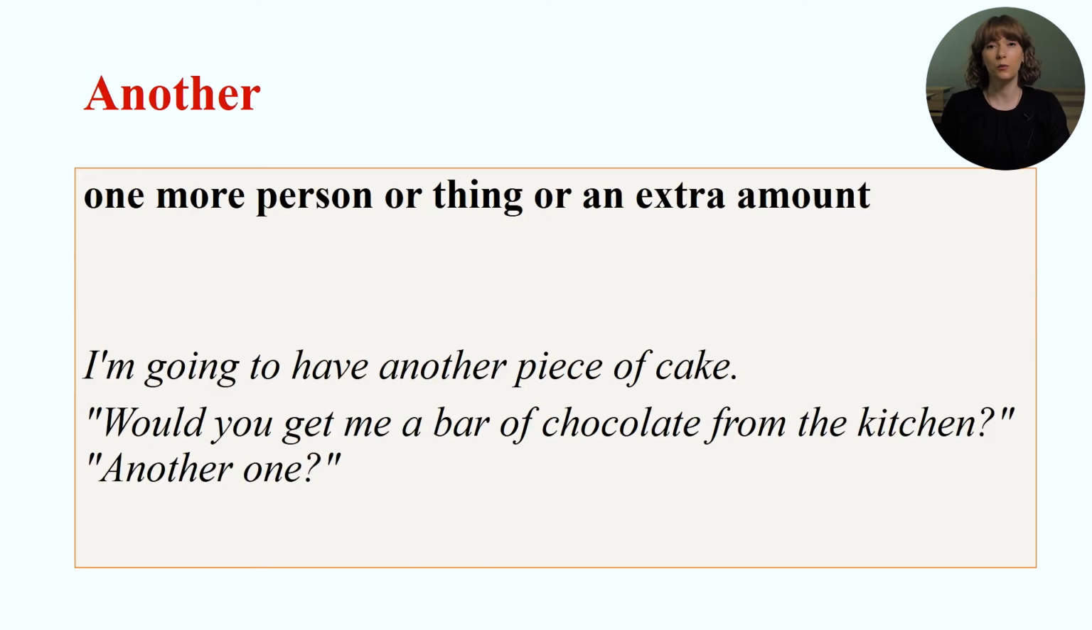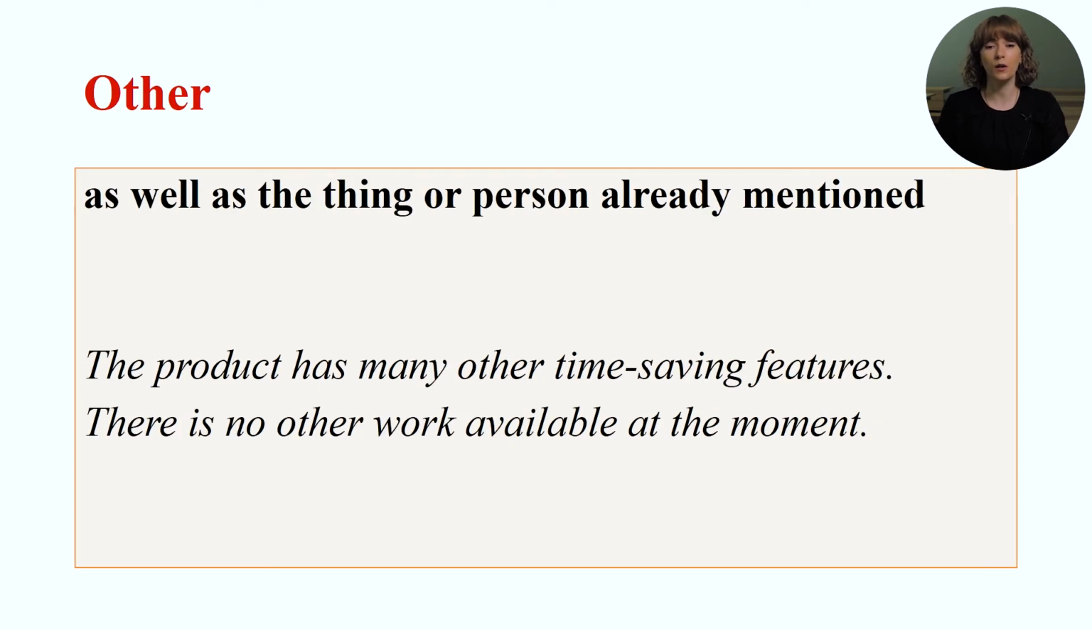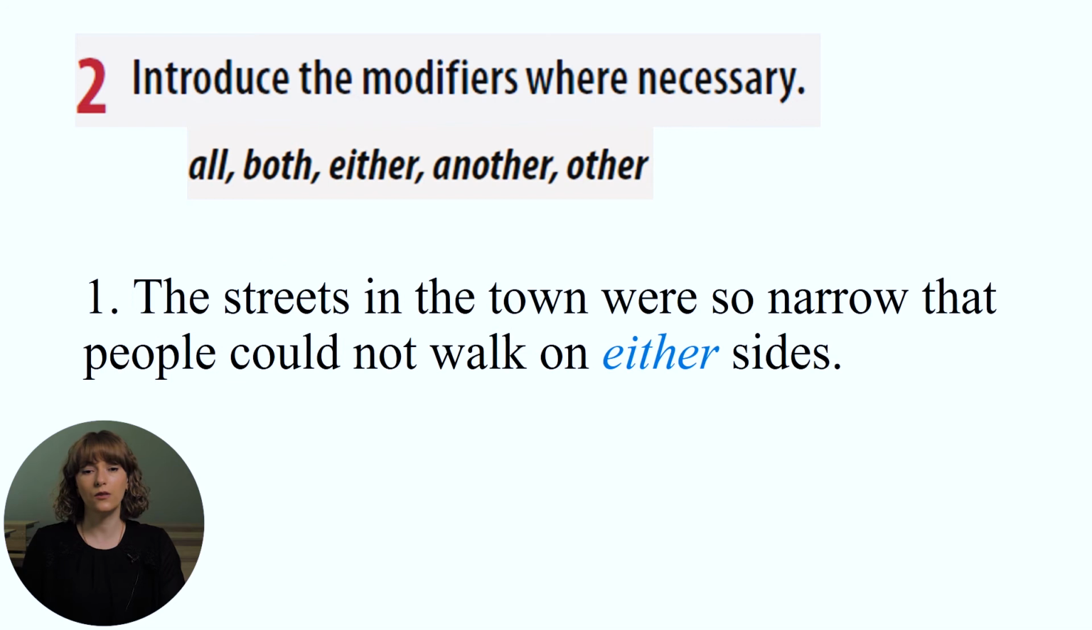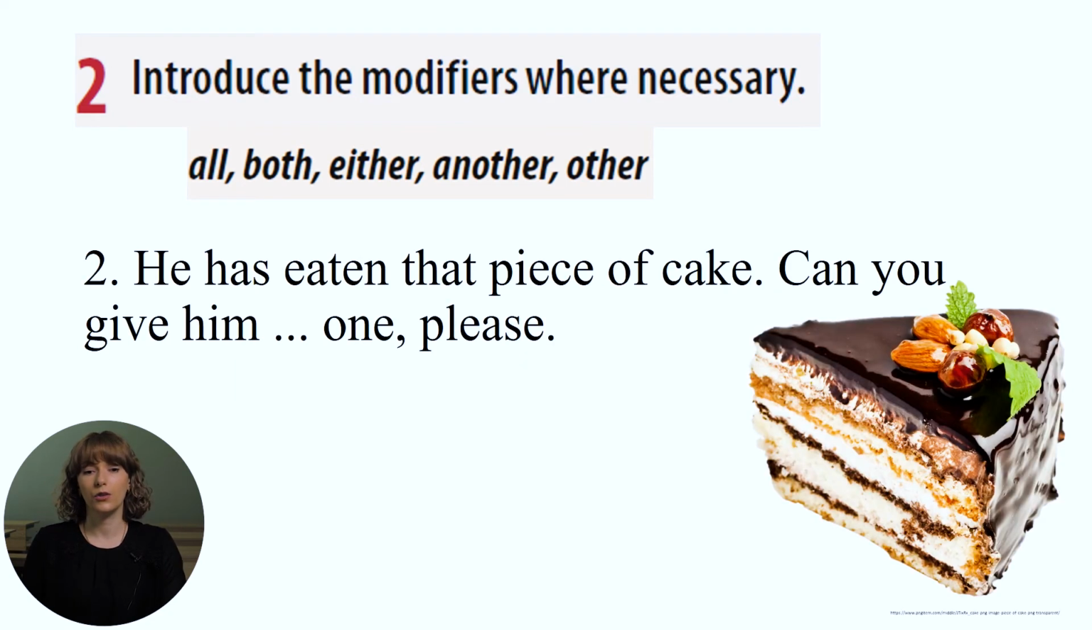Another is one more person or thing or an extra amount. Other refers to one more of the same thing or person already mentioned. Introduce the modifier where necessary. The streets in the town were so narrow that people could not walk on either side. Choose the correct modifier for this sentence.